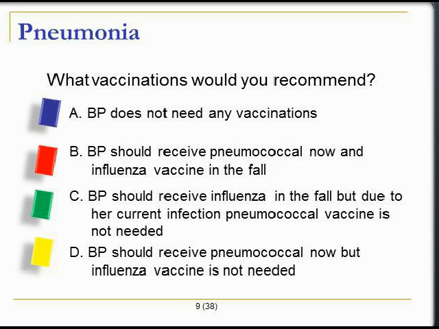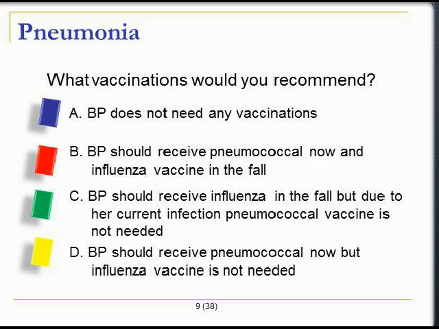All right, question 4 then, or question 3, sorry, is moving on to vaccinations. The patient eventually improves and is transferred to a regular floor, and she cannot remember receiving any recent vaccinations. So which is the best vaccination recommendation for this patient? A, she doesn't need any vaccinations. B, she should receive pneumococcal now and influenza in the fall. C, she should receive influenza in the fall, but because she had the infection, she no longer needs a pneumococcal vaccine. Or D, she should receive pneumococcal now, but the influenza vaccine is not needed in this patient.